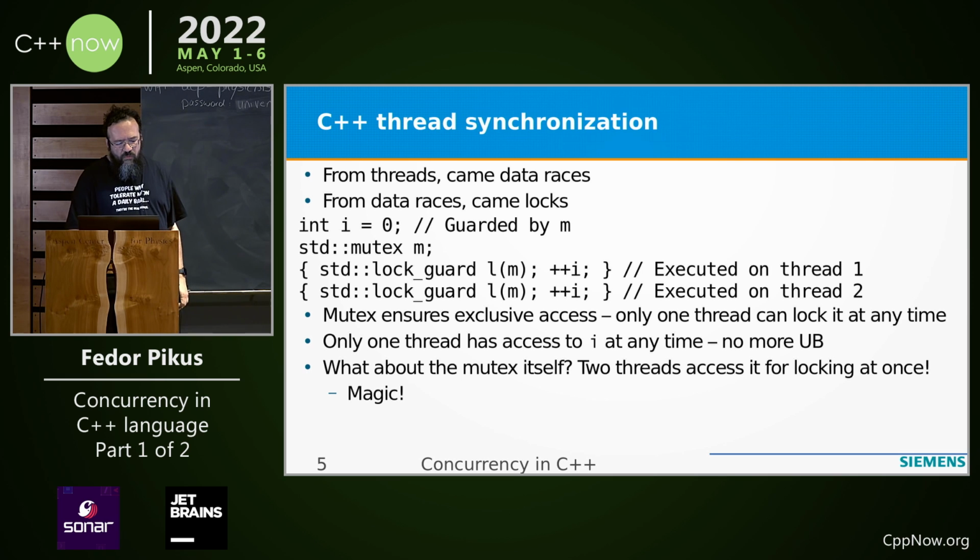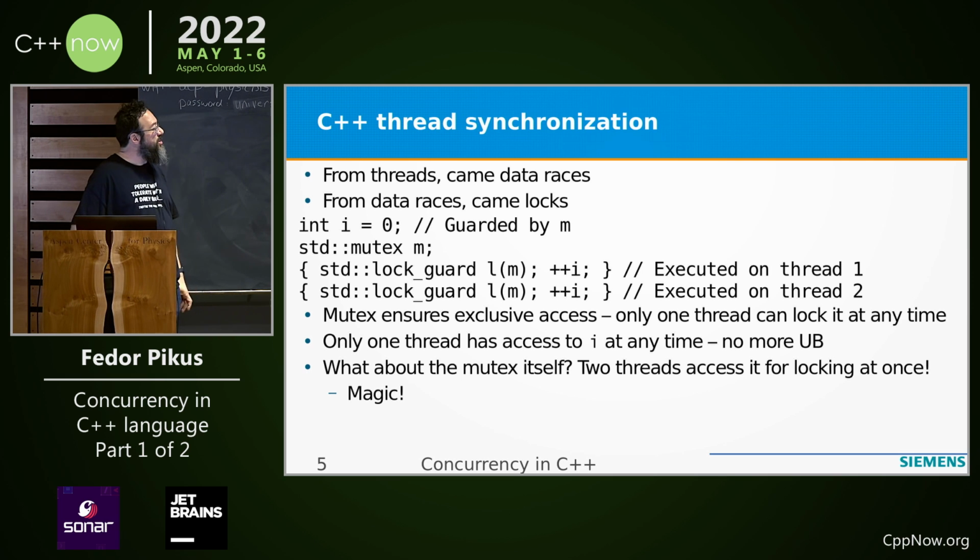All right. There is a slight question. Okay, what about the mutex itself? Both threads are accessing the mutex variable at the same time, and you have to assume that the lock member function isn't just a read. So how is that safe? Well, magic. Mutexes are special. I'll talk about magic in the second half. Mutexes are special.